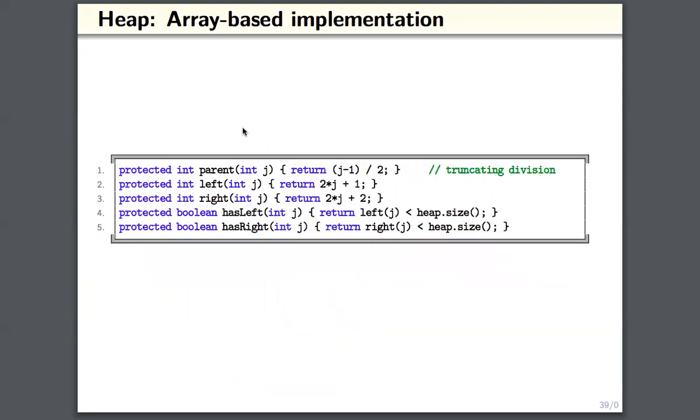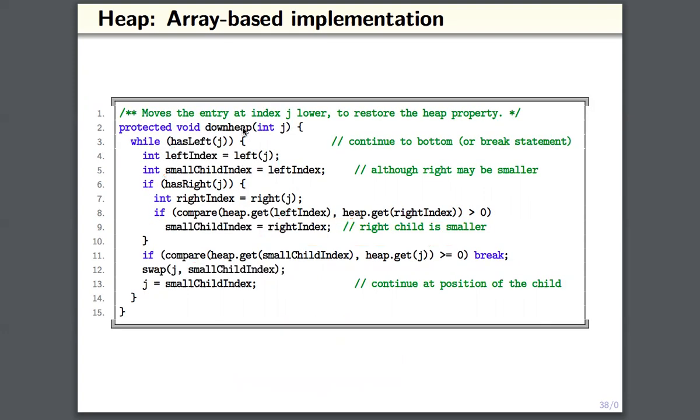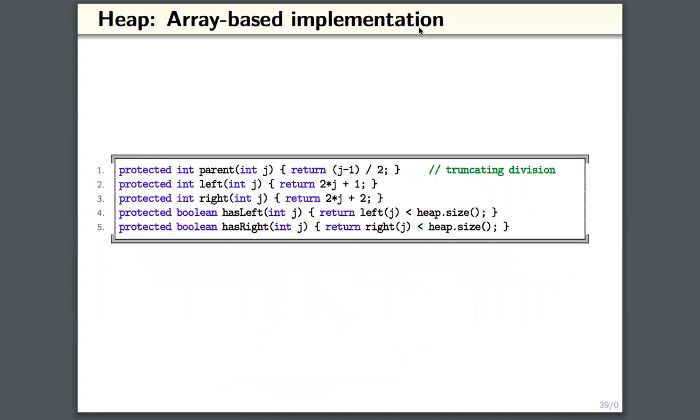Okay, so we are done with down heap. And parent and the rest are simple, right? Parent is (j minus 1) by 2, left is 2j plus 1, right is 2j plus 2, and has left. What is has left? Find the left child and check whether it is in the range of the heap.